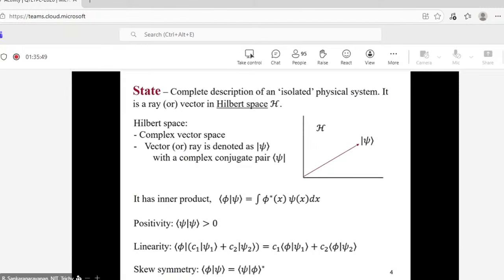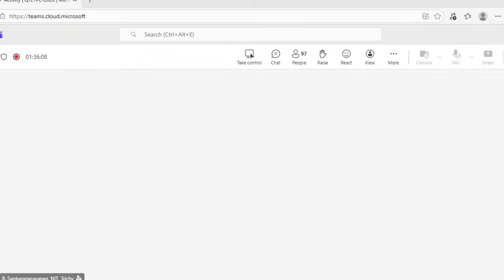Yes. Quantum mechanically, state is a complete description of an isolated physical system. What do you mean by isolated system? A system could be one particle, or one atom, or a few atoms. So that is a physical system. Isolated means the system of our interest is not interacting with the rest of the world. So that is called the isolated system.